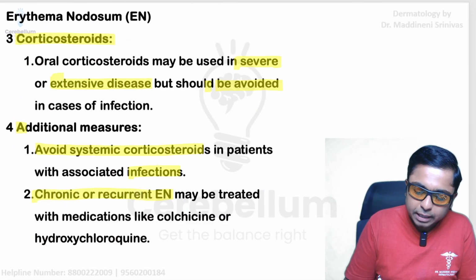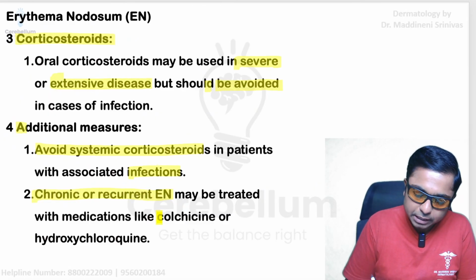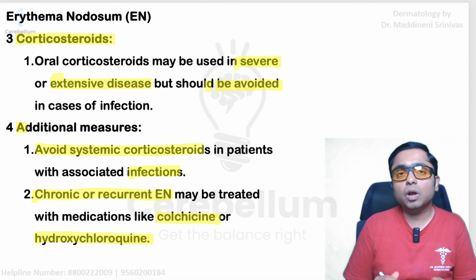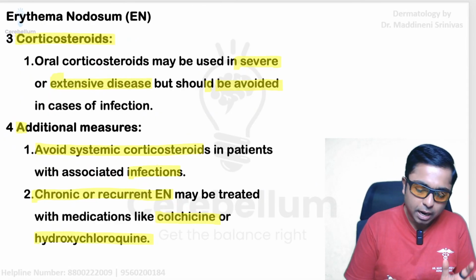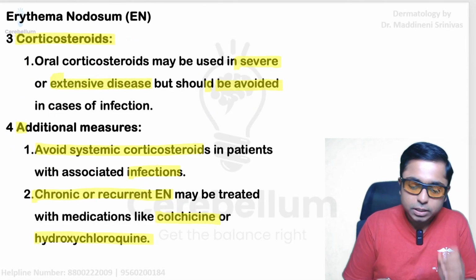Chronic or recurrent erythema nodosum may be treated with medications like colchicine and HCQ. Just remember the names: colchicine, hydroxychloroquine, HCQ.